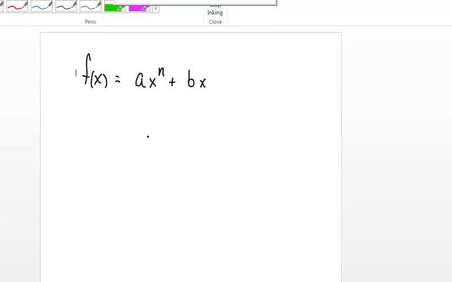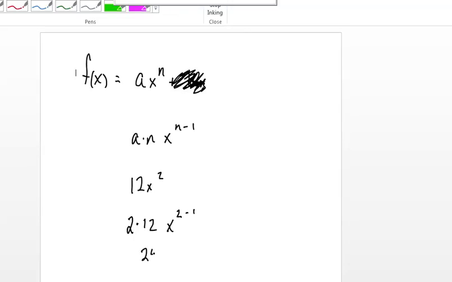What I can do is that the derivative of this is going to be equal to, and I'm actually going to cut this last part off because I can do it for each individual one. What the derivative is going to be equal to is a times n x, and the new exponent would be n minus 1. So with the one we had here, it makes it pretty easy. So just for this term, the derivative of that, just that part, would be 2 times 12, and the new exponent would be 2 minus 1, which gives me 24x.